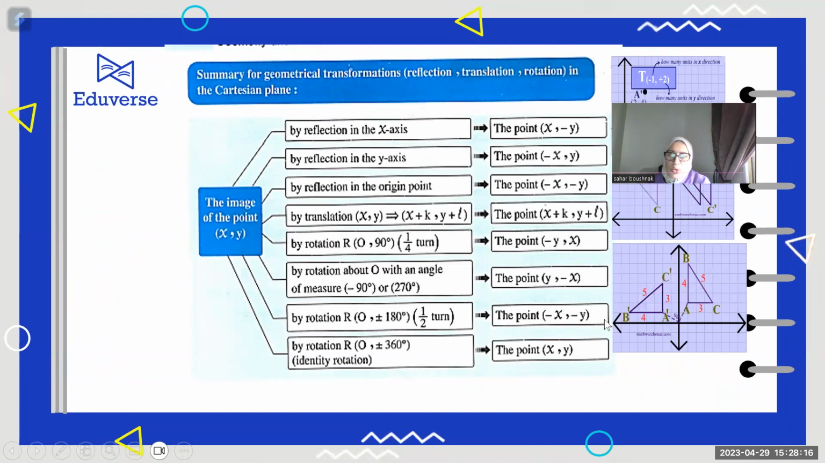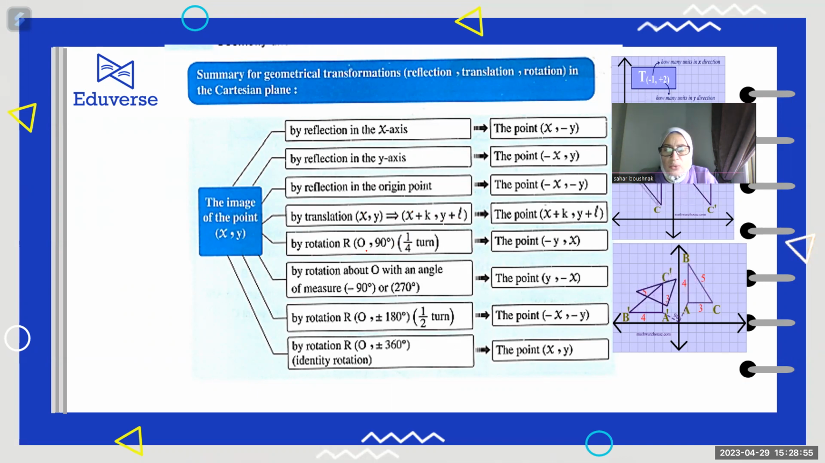And also we study how I can use the rule to find the reflection and the translation and rotation by using rule. Let's say it together. If you tell me reflection in x-axis, that means don't touch x, but change the sign of y. And also the reflection in y-axis, don't touch y and change the sign of x. Reflection in origin point, you must change the sign for both of them, x and y. Translation, he gives you a rule like x plus k and y plus L. That means you will make addition.